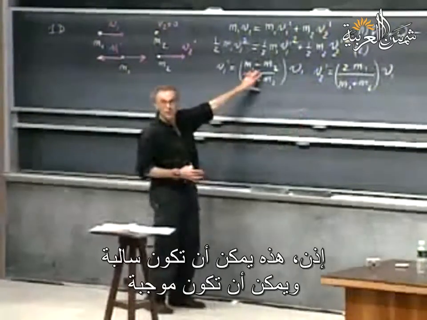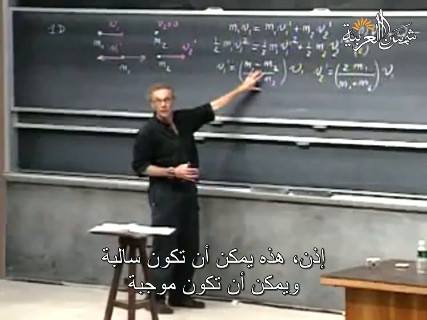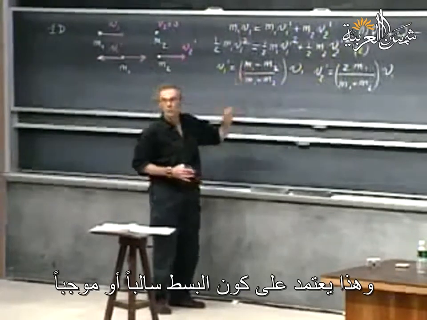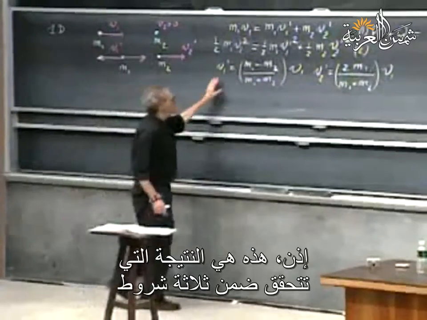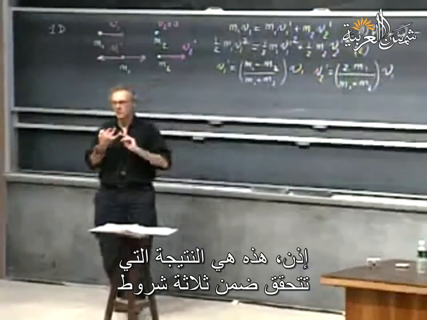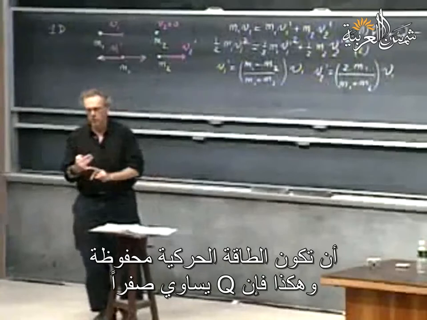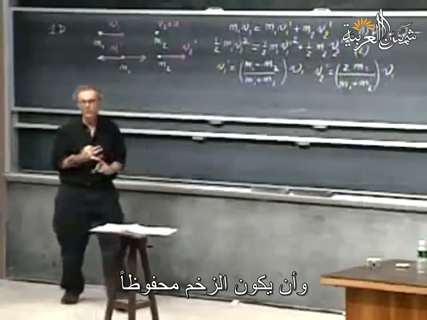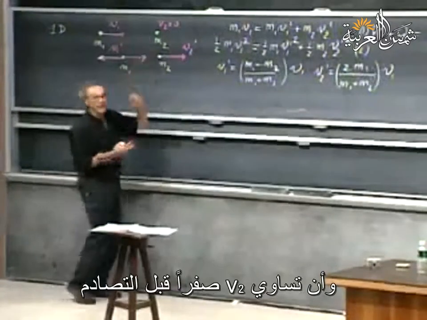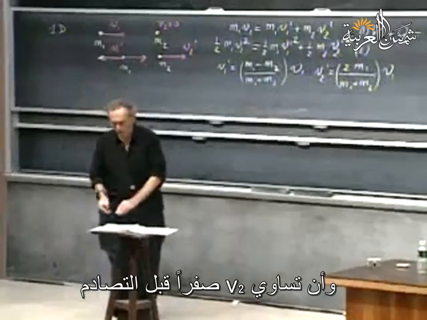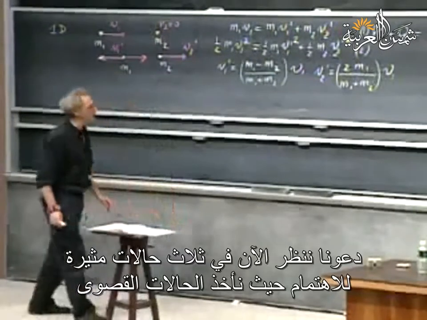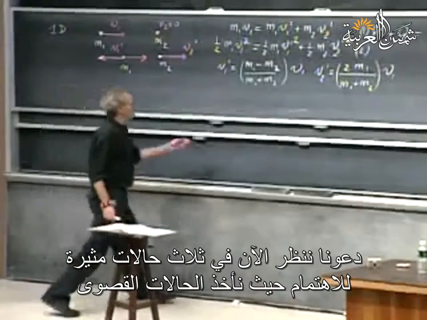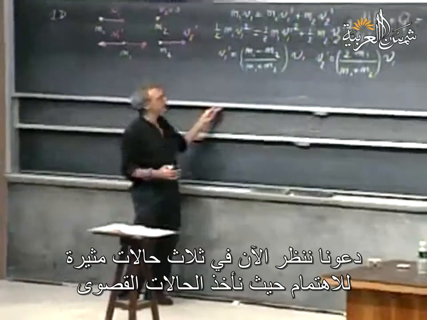And so this can be both negative and positive, depending upon whether the upstairs is negative or positive. This is the result which holds under three conditions: that the kinetic energy is conserved, so Q is 0, that momentum is conserved, and that V2 before the collision equals 0. Let's look at three interesting cases whereby we go to extremes.